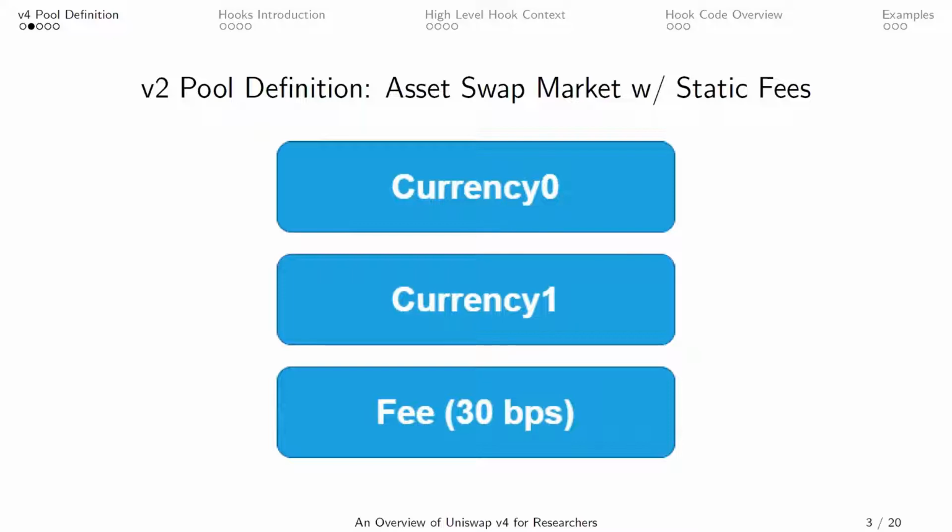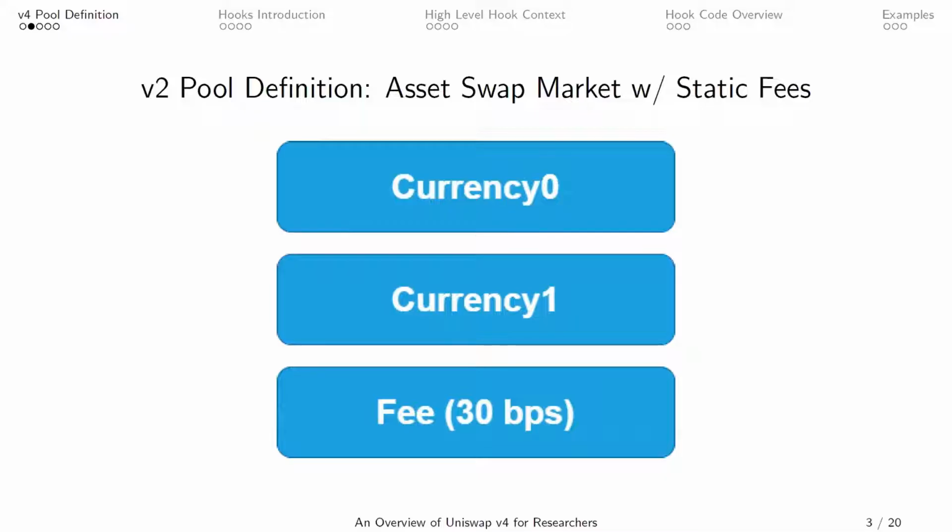You can pay currency 0 to receive currency 1, or you can pay currency 1 to receive currency 0. That's all that happens in the particular pool, right? So that's already 2 out of the 3. What's the third one? Well, as was alluded to in the last talk, if you're going to have trading in these venues, you're going to need fees.